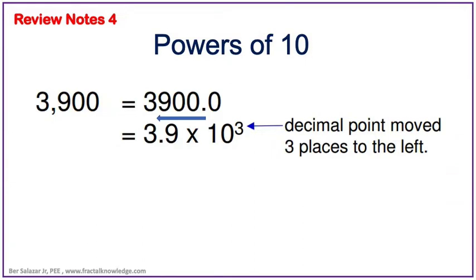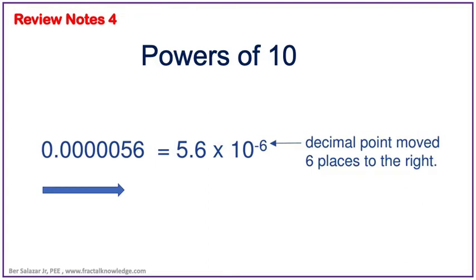Another example is if a number was presented as 3,900, it can be presented as 3.9 times 10 to the 3 because the decimal point moved 3 places to the left. Or if we have 0.000056, we can say it is 5.6 times 10 to the negative 6 because the decimal point moves 6 places to the right. This is one way of writing very small numbers.